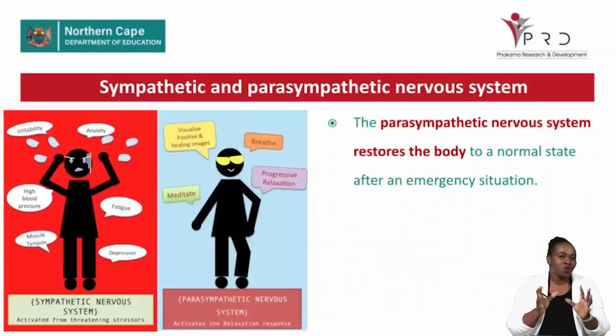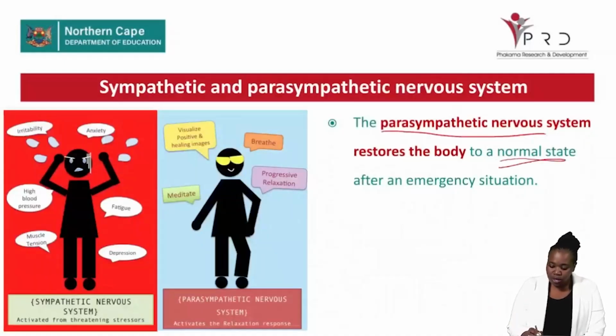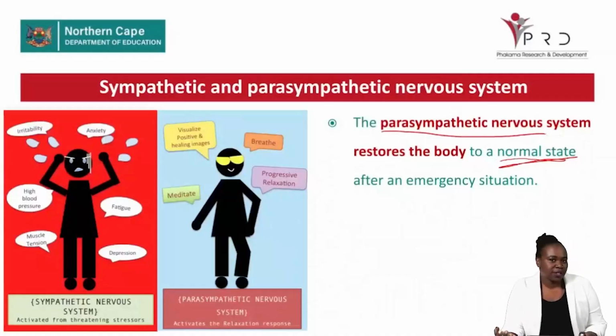Once you are starting to relax, it is due to the parasympathetic nervous system, which returns or restores the body to the normal state after that emergency situation. So you might just be scared of something, or you might find yourself in a very stressful situation, right? Let's say you have homework that you did not finish. Because it is time to submit and you're not done, you are trying to make sure that you finish your homework on time, right?